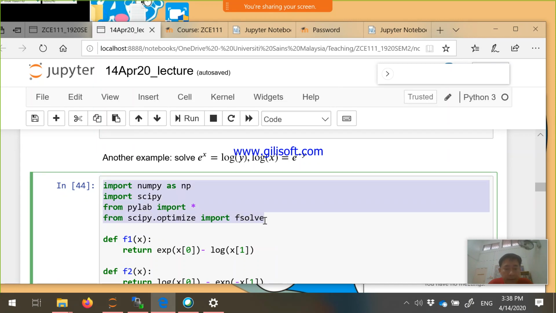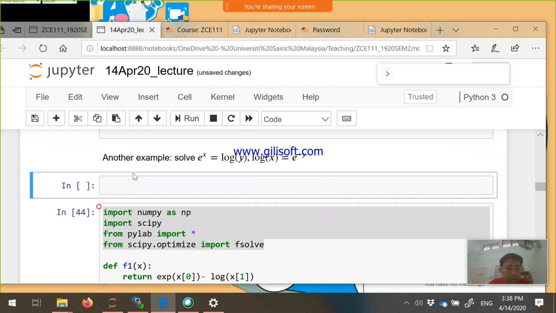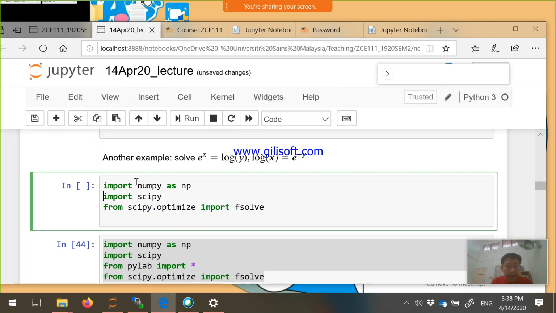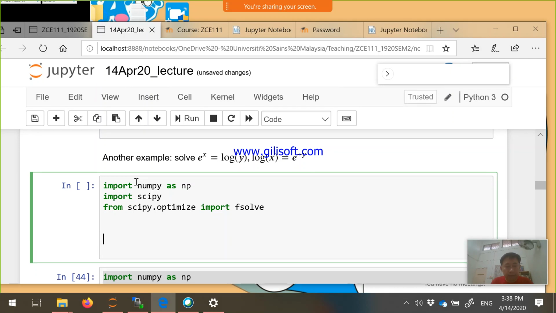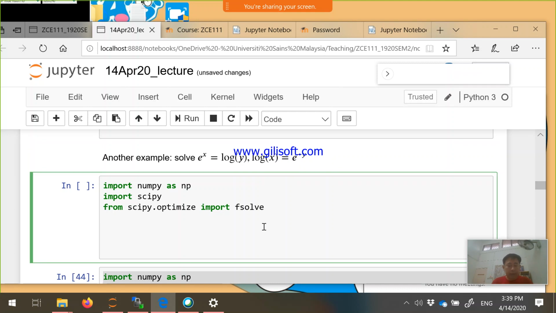Let me just cut and paste this first, and then we will try to go through how we do that. Okay, it should be very fast. So again, you import SciPy and you import NumPy, okay, because we need to use the log and the exponential function from SciPy and NumPy. So again, I'm going to form one equation that describes this. Okay, I'll call f1 equals e to the power x minus log y, and I'll call f2 to be log of x equals e to the power y. Okay, so I'll call definition of f1.